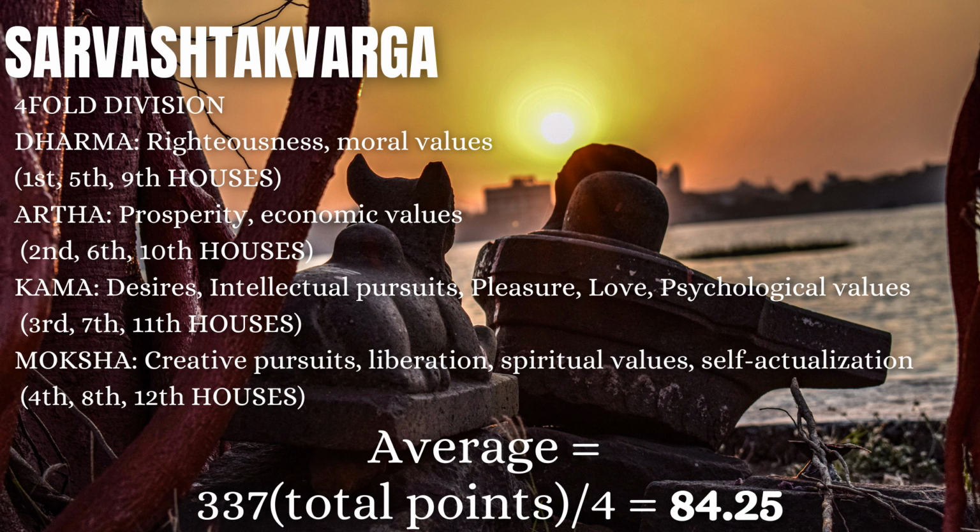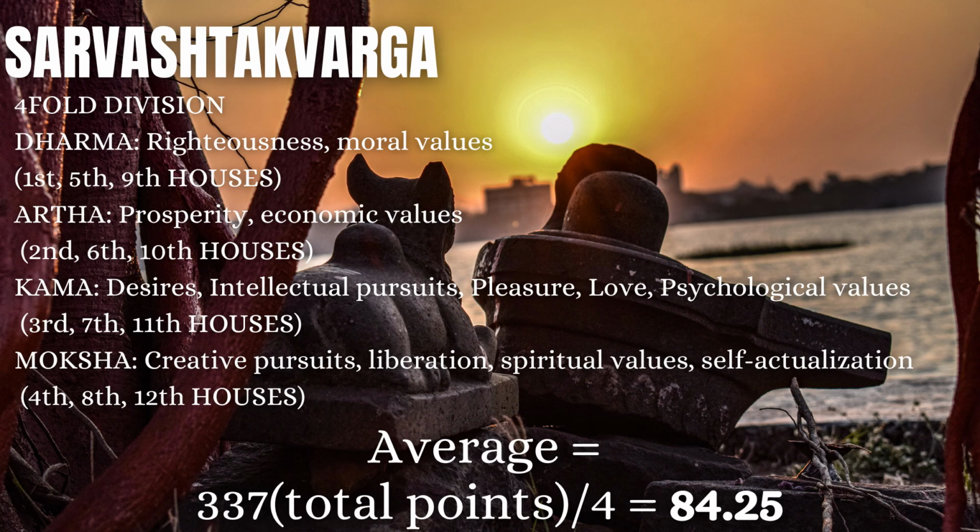And friends, in the Moksha triangle we have to make a sum total of the 4th house, 8th house, 12th house in the Sarvashtakvarga table, and it is going to tell us about the creative pursuit, liberation, spiritual values and self-actualization. Now friends, because we are making a fourfold division, the total points which we have in the Sarvashtak table are 337.